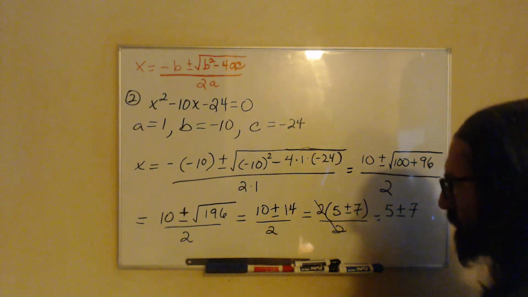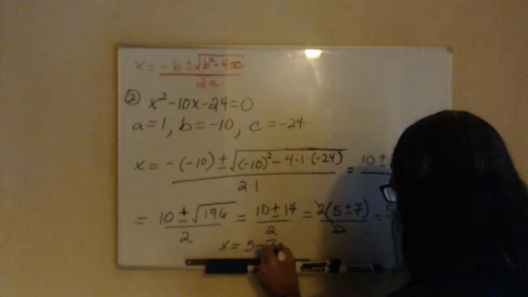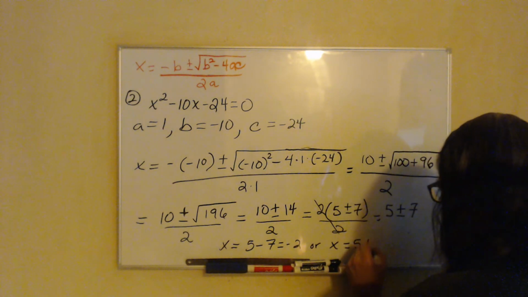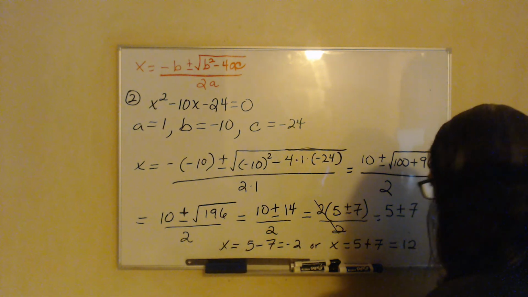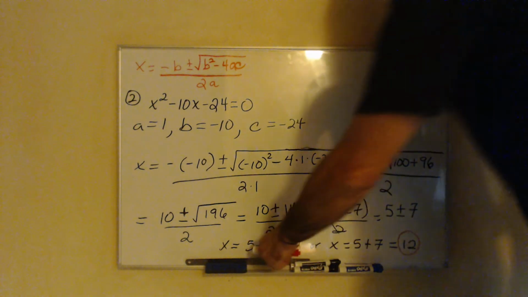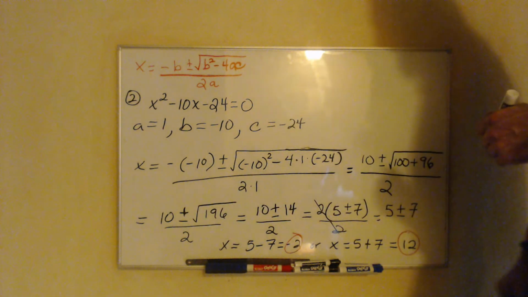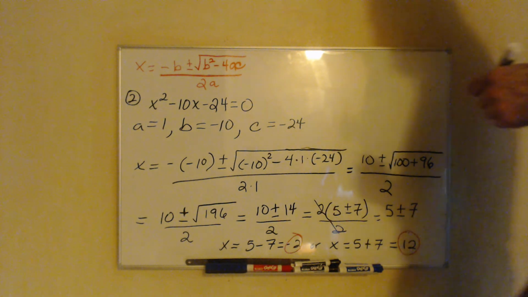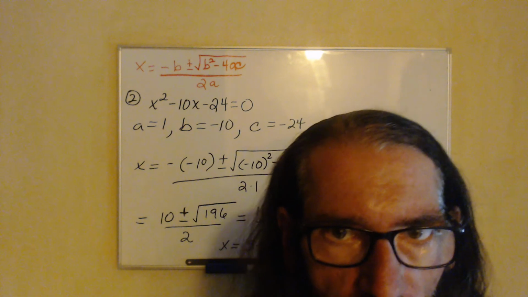I'm going to break that into the 2 cases of x equals 5 minus 7, which will give us negative 2, or x equals 5 plus 7, which gives us a positive 12. Again, we had something under the square root that was positive, so we're getting real answers. We're getting 2 different real answers, and in fact, they are rational answers, i.e. something that we can write as an integer over a non-zero integer.